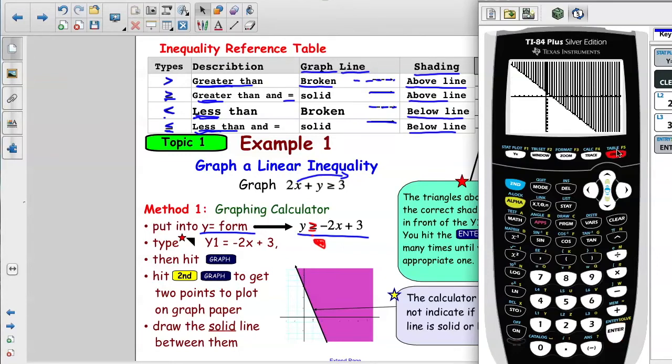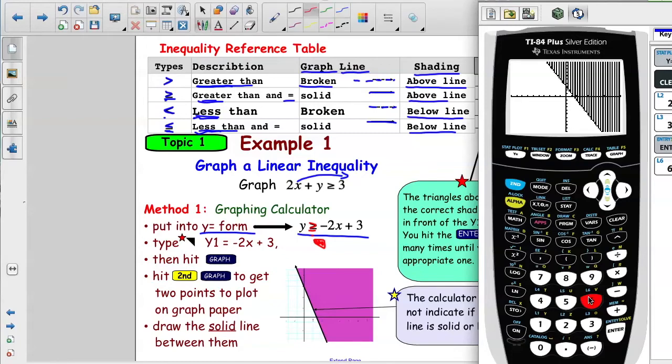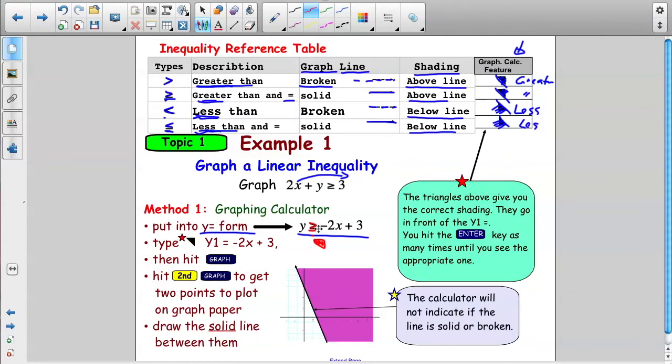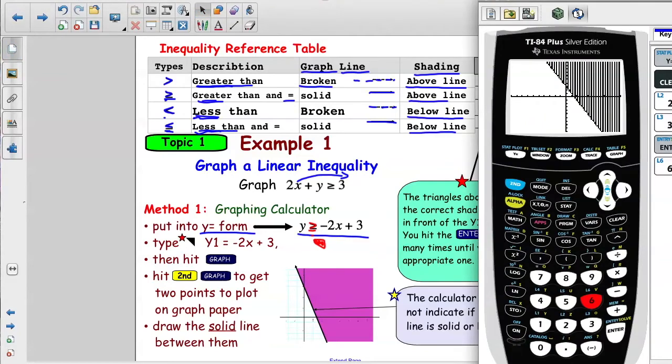And there it is. So let's just go to our normal window. It's a 10 by 10. So zoom 6. The only thing this doesn't really show us very well is if it's a broken or a solid line. So if I'm dealing with this first question, it's got the line on the bottom. So I know it's going to be a solid line. So when you're drawing this on the test, make sure you tell me it's a solid line.